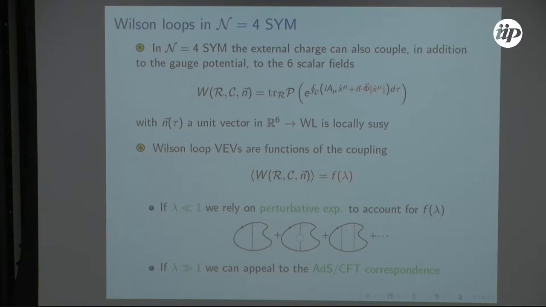But of course, as usual, this is only valid as long as lambda is a small number. Otherwise, the things you would be omitting are much more important than the ones you are writing here. So what about the opposite regime, when the coupling is very large? Well, as usual, this is one of the reasons why AdS/CFT became so popular: you can rephrase a complicated problem into a simpler one by appealing to the AdS/CFT correspondence.